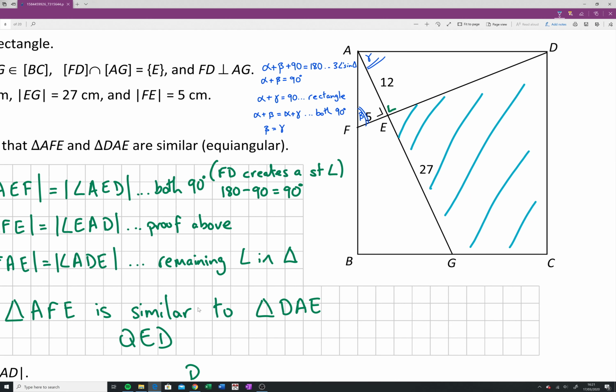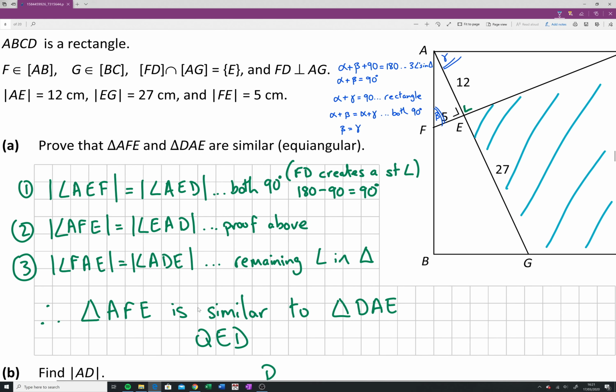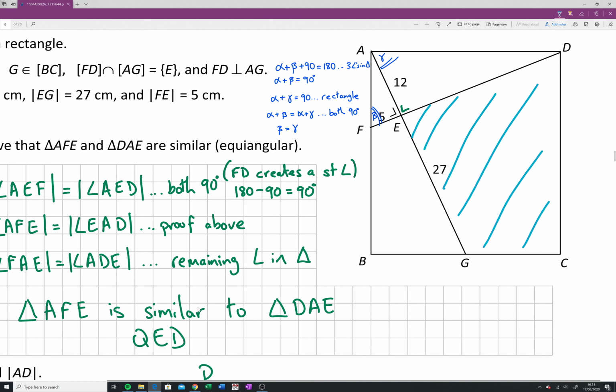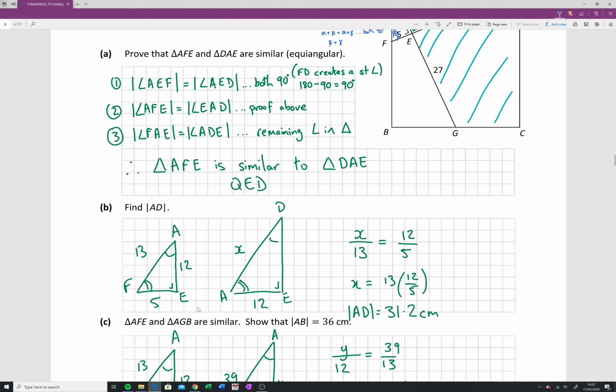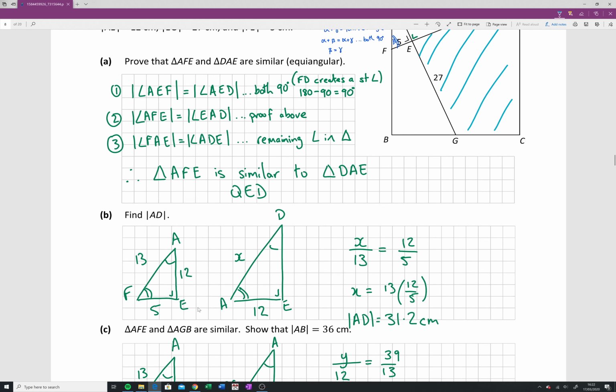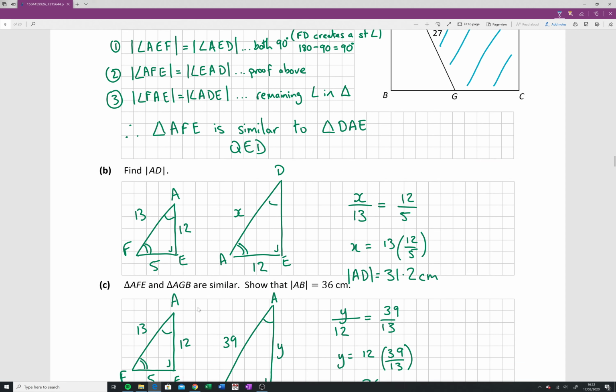Okay. Let's see. What do we know? We know that that's 12. That's 5. Okay. So there's a few bits and bobs that we learned along the way. One of them was that AD is 31.2. So let's put that in. So A to D is 31.2. Okay, we have to know that bit in there. What else did we find out?